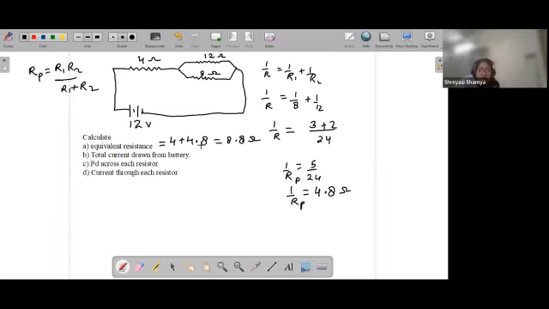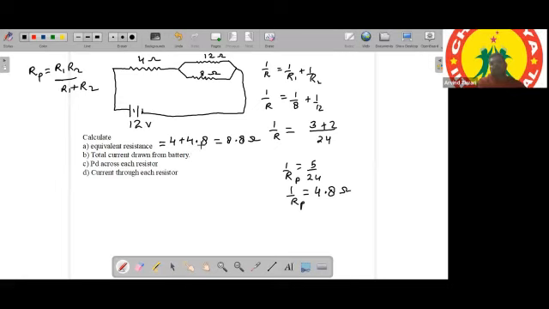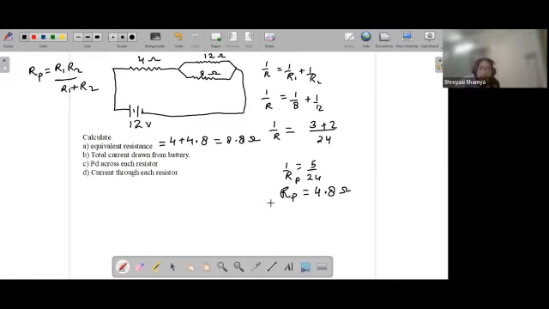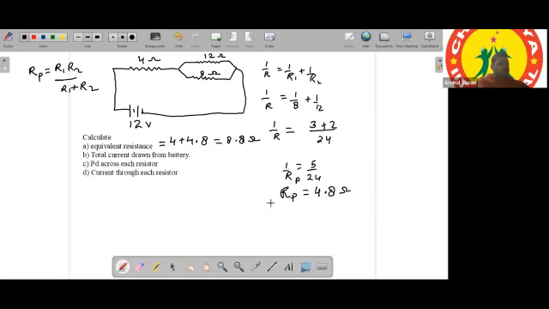Sir, but the parallel equivalent resistance should be 1 by 4.8, no, sir? No. Okay. This is your RP, not 1 by RP. This is RP, the resistance of the parallel combination we completed. RP is 4.8. Okay, sir, you already did it, sir. Okay, yeah, sir. I did it. So this was the second time I was writing it.